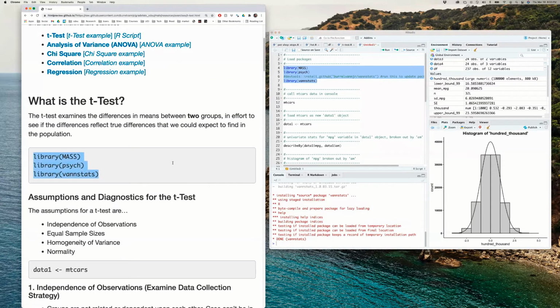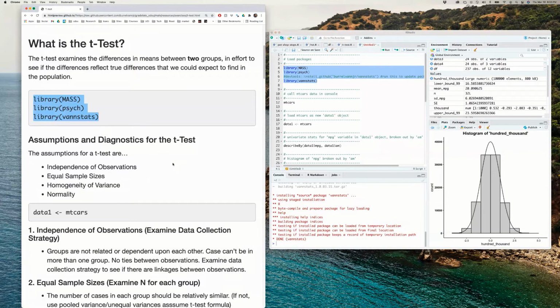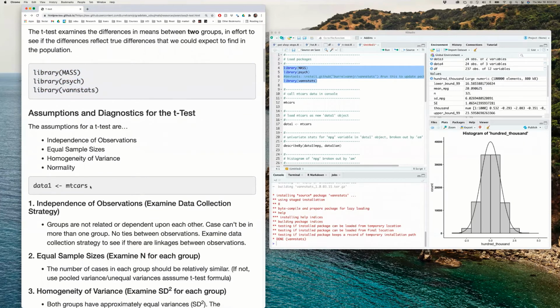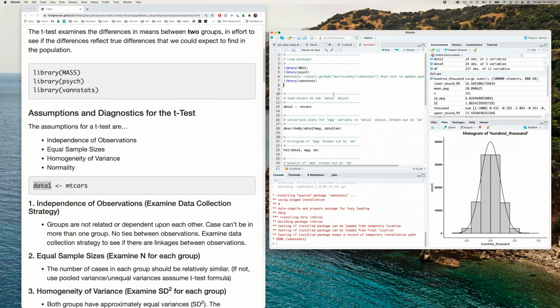All right. So assumptions and diagnostics for the t-test, right? The assumptions for the t-test, as we can be reminded, are that we have independence of observations, equal sample sizes, homogeneity of variance, and normality. So we're going to be using the mtcars data set. We're going to create an object out of the mtcars data set, call it data1. So instead of calling, I'll actually remove this. I'm going to load mtcars as data1.